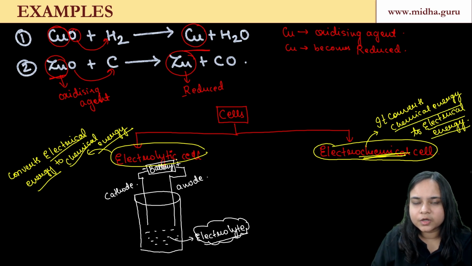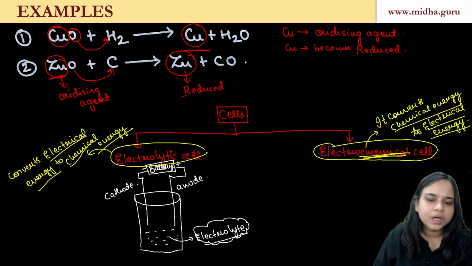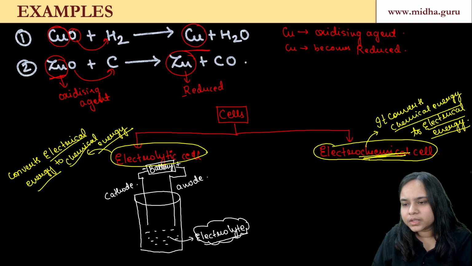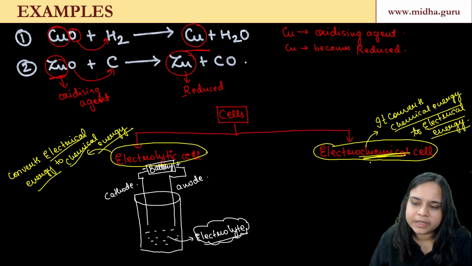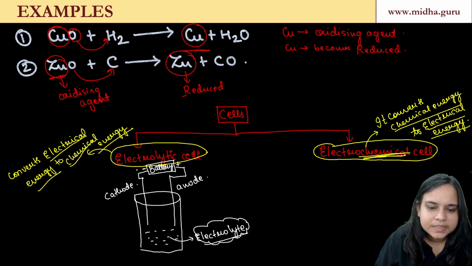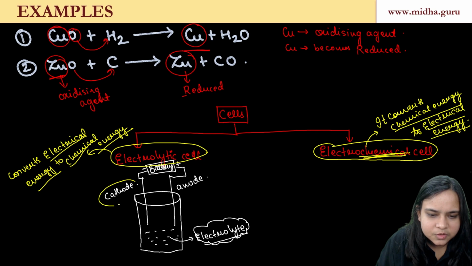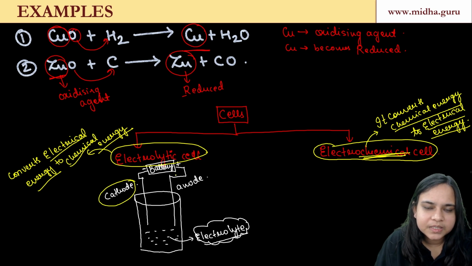Now under your curriculum of 10th ICSE, we are going to understand this electrolytic cell in a wider way, and also a little bit about the electrochemical cell as well. Okay, starting from here, this battery's negative terminal is connected to this electrode, hence making it a cathode, and this positive terminal is connected to this electrode, hence making it an anode.